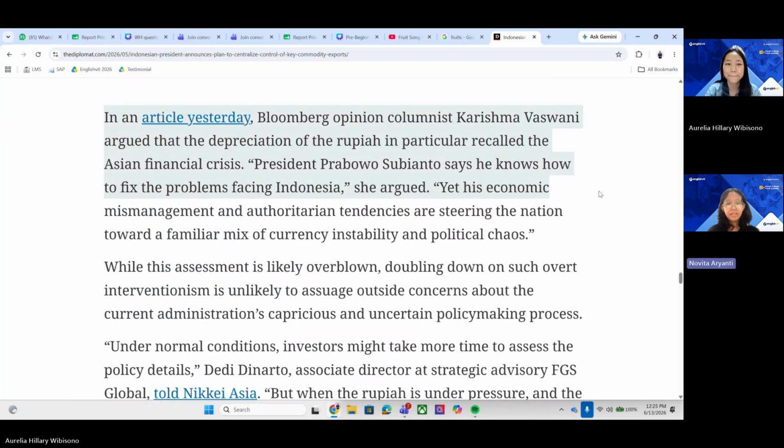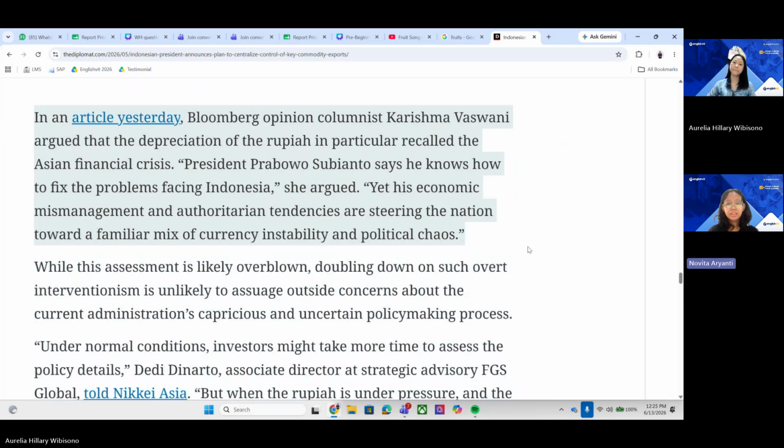In the article yesterday, Bloomberg opinion columnist Karishma Vaswani argued that the depreciation of the rupiah in particular recalled the Asian financial crisis. President Prabowo Subianto says he knows how to fix the problems facing Indonesia, she argued. Yet his economic mismanagement and authoritarian tendencies are steering the nation toward a familiar mix of currency instability and political chaos.